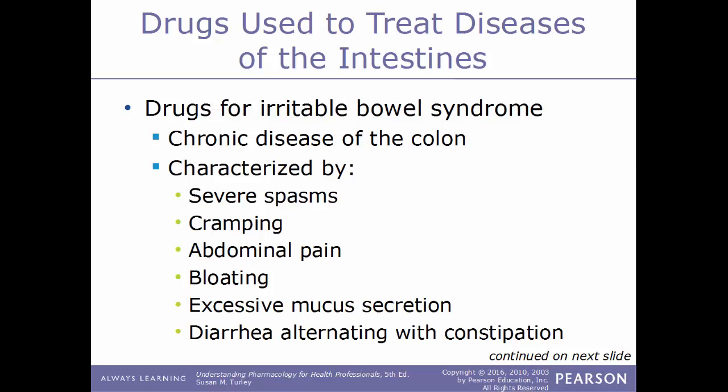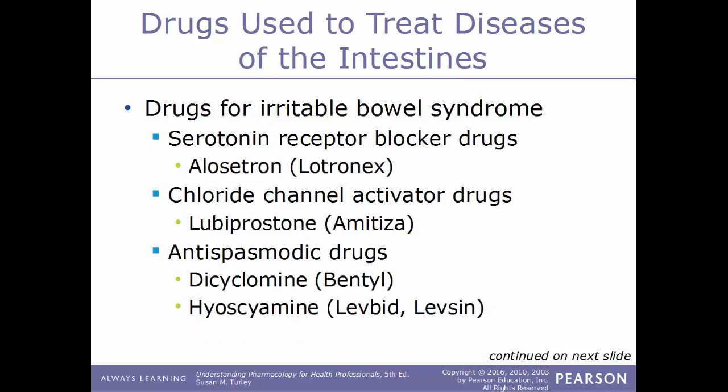The drugs that would treat irritable bowel syndrome, and this is a chronic disease of the colon characterized by cramping, severe spasms, abdominal pain, bloating, having excessive mucus secretion, and alternating back and forth between having diarrhea and having constipation. There are several different types of drugs that would help treat IBS.